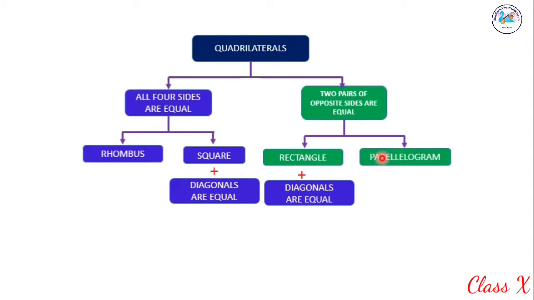When you check the angle properties, the rectangle has all angles 90 degrees and the parallelogram has opposite angles equal. In addition, the rectangle has another property, that the diagonals of a rectangle are also equal.